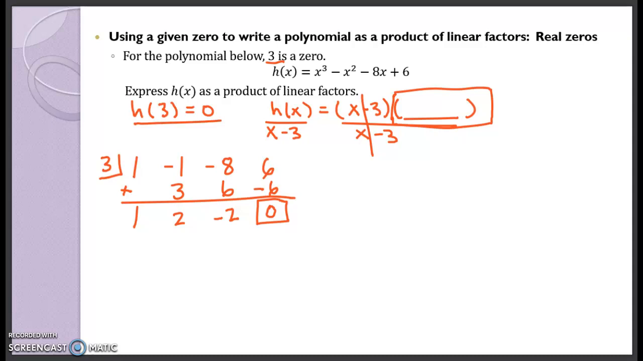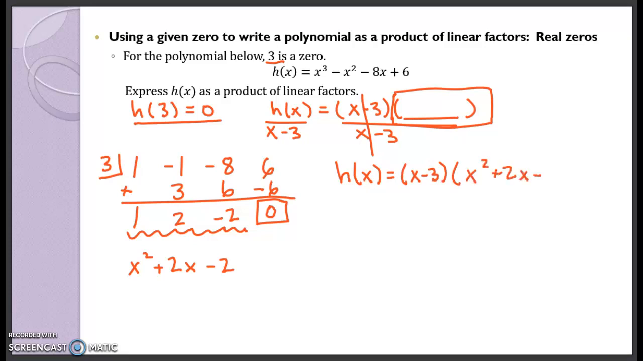But why was that helpful? Well, this remaining part is my remaining portion, because this is the quotient, right? That's what I get when I take h of x and divide by x minus 3. And this is x squared plus 2x minus 2. So h of x equals x minus 3 times that quotient, x squared plus 2x minus 2.